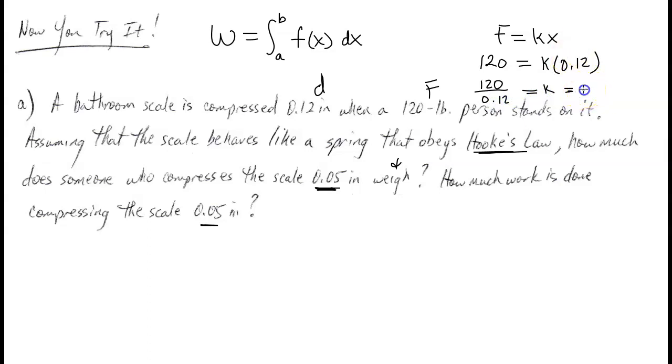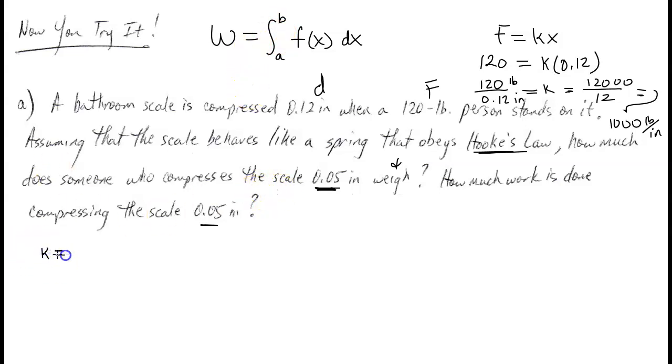Put this another way: if I move the decimal place over 2 in the denominator, then I have to do the same thing in the numerator. And so this essentially says that our spring constant is going to be 1,000, and because 120 was in pounds and 0.12 is in inches, this is going to be 1,000 pounds per inch. So that will be our spring constant.